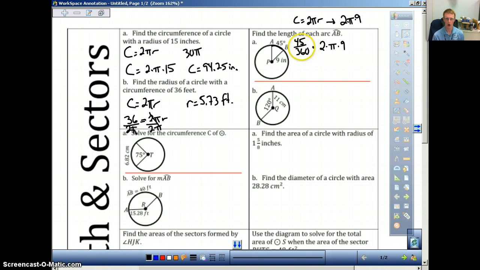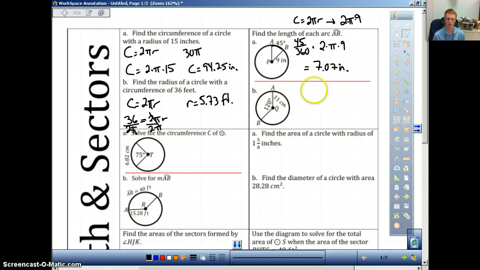So the arc length is the fraction of the arc that we're dealing with times the circumference of the entire circle, which is 2 times pi times 9. And you will get a value here of 7.07 inches. So it works out the same every single time.